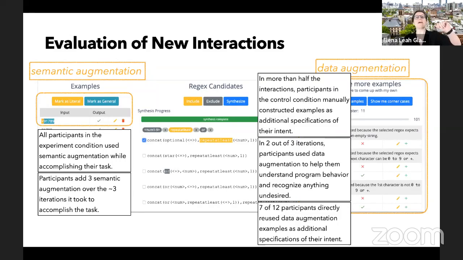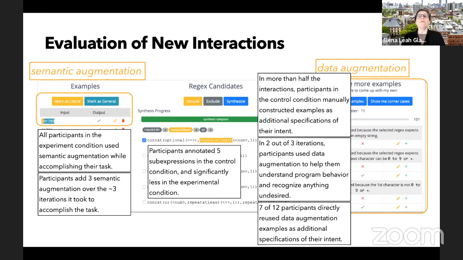Actually, I realized I don't have data as to whether any people who had access to data augmentation also generated their own examples. But I suspect, given that over half of them made use of the examples given to them, that they probably generated less.